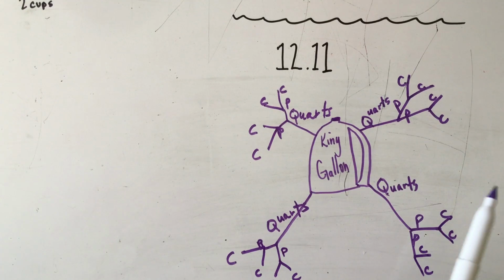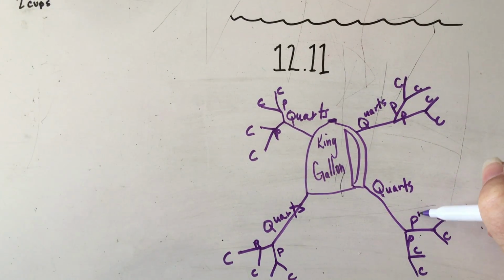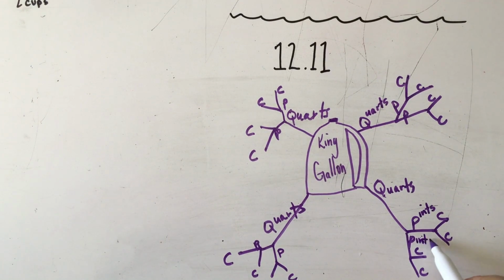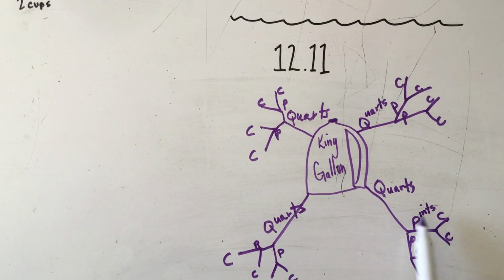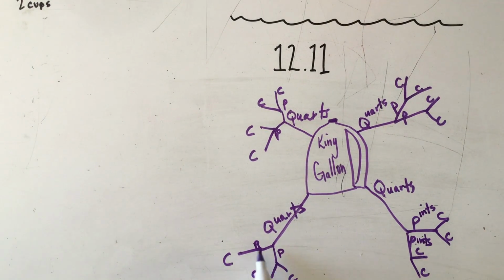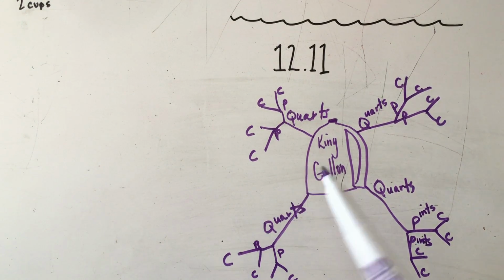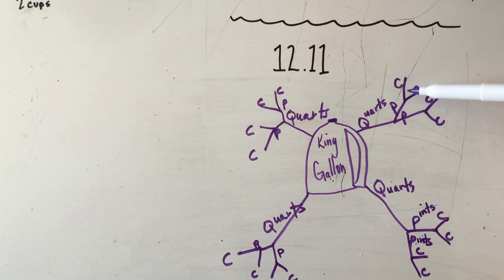Then our princesses that our queens get, those are our pints, okay? So princesses are the pints. So there are 2 pints in 1 quart. But if we go around and count how many pints there are all together, there's 2, 4, 6, 8 pints in 1 gallon. Okay?